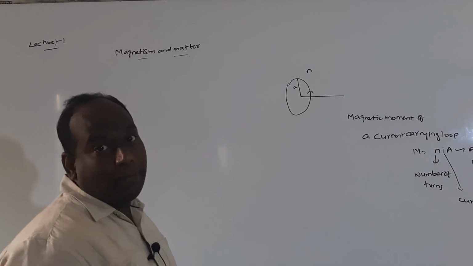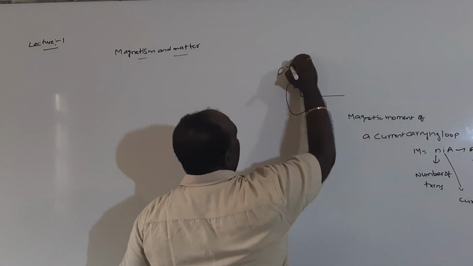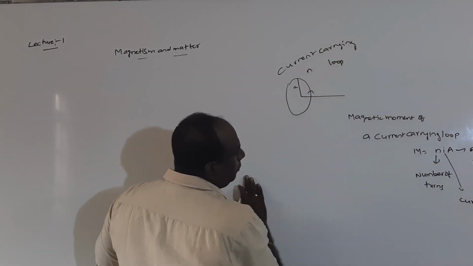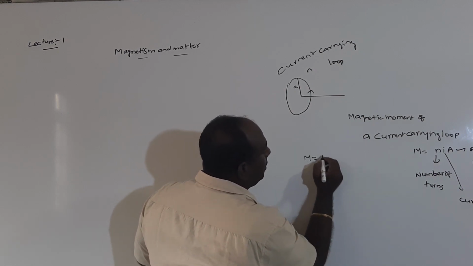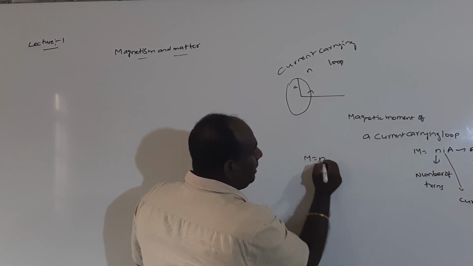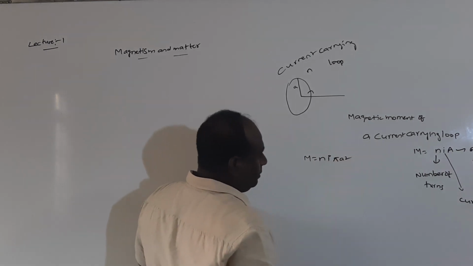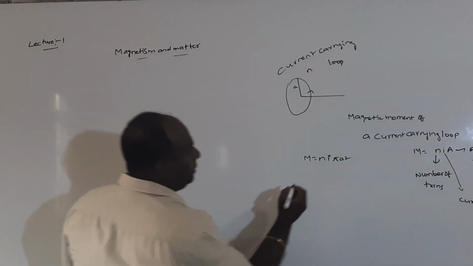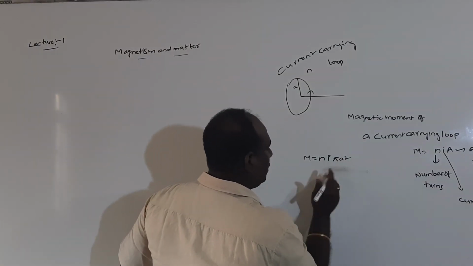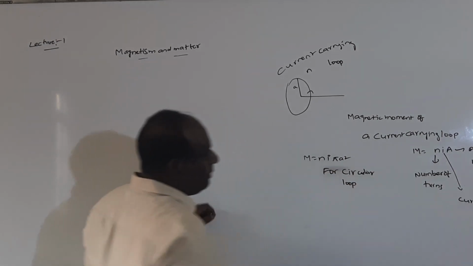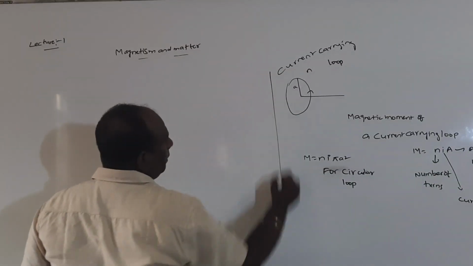Next, what is the magnetic field produced by a current carrying loop? If the loop is in the form of a circle, then the magnetic moment M equals N I pi A square, where N is the total number of turns. For a circular coil, I can take pi A square as the area. This is for a circular loop.